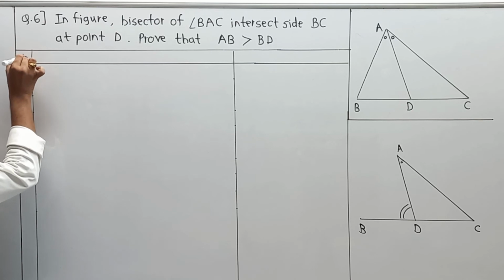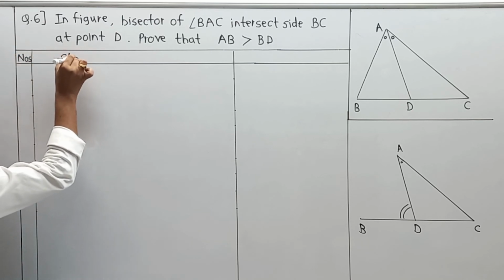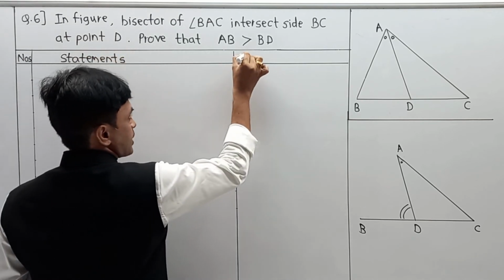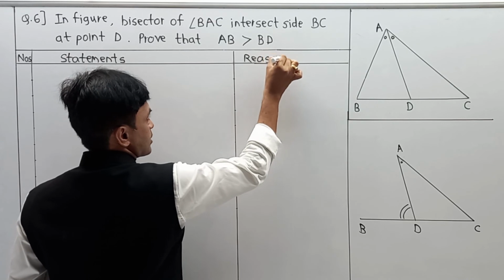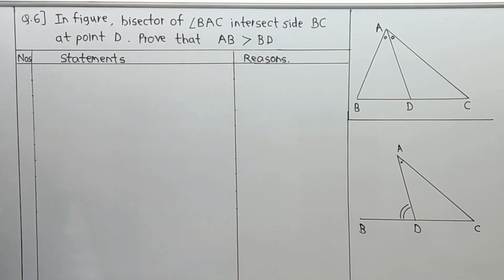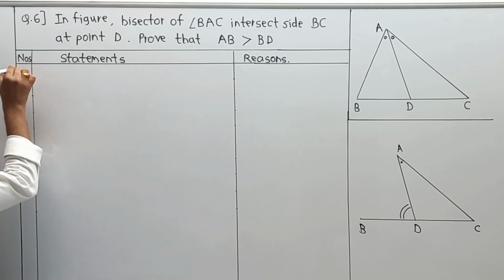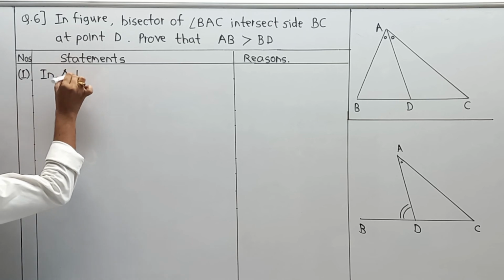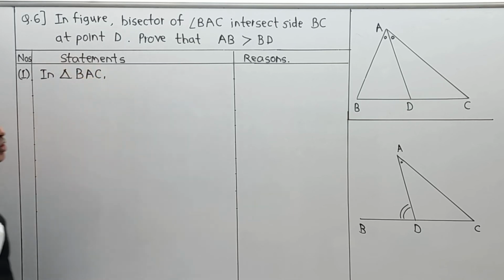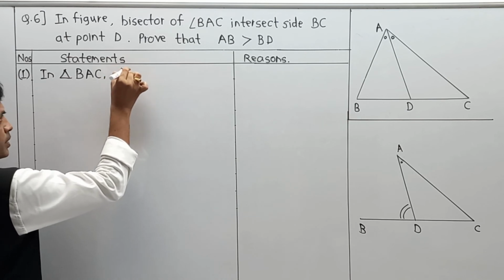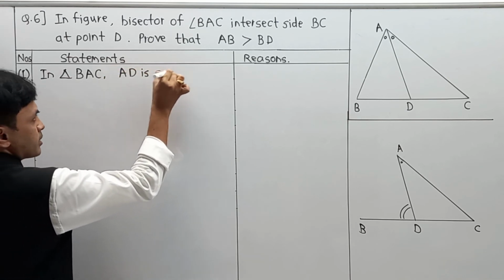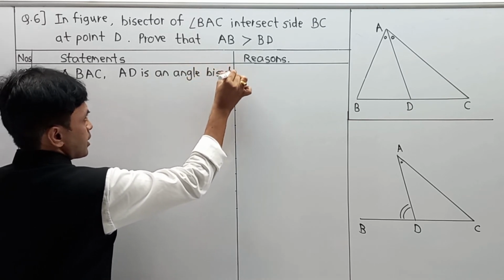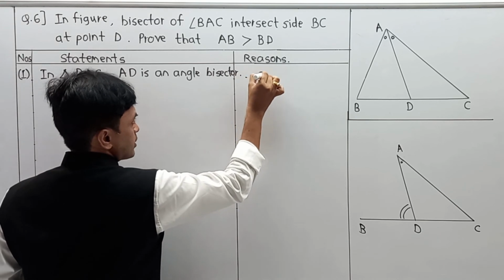So answer in the form of numbers, statement and reasons. And the part is here one by one. First, in triangle BAC, their first part, AD is an angle bisector. They have given, so I am going to write it as given.